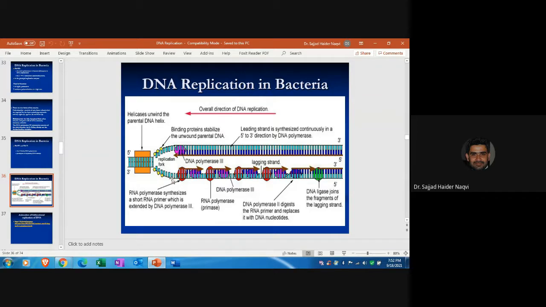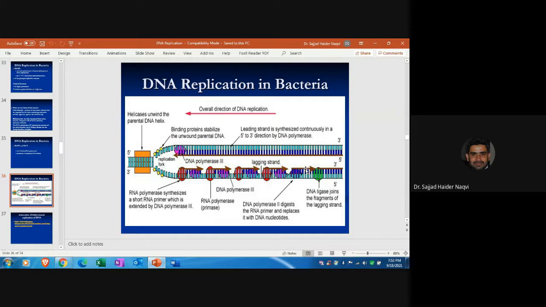Now, coming back to the lagging strand, you can see for the lagging strand, the orientation is 5 prime to 3 prime. As I mentioned, there is no issue when it comes to the leading strand because there is a continuous synthesis going on. But in this case, we cannot have continuous synthesis because if the continuous synthesis starts from there, it will be 3 prime to 5 prime, which is wrong because the DNA chain formation must be done by 5 prime to 3 prime. It cannot be from 3 prime to 5 prime.